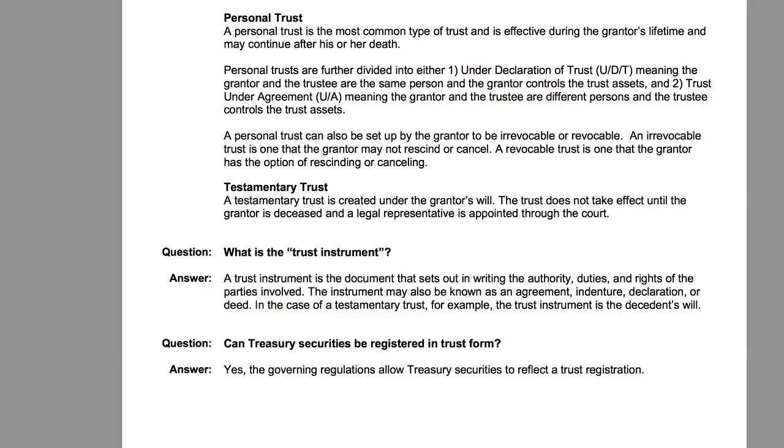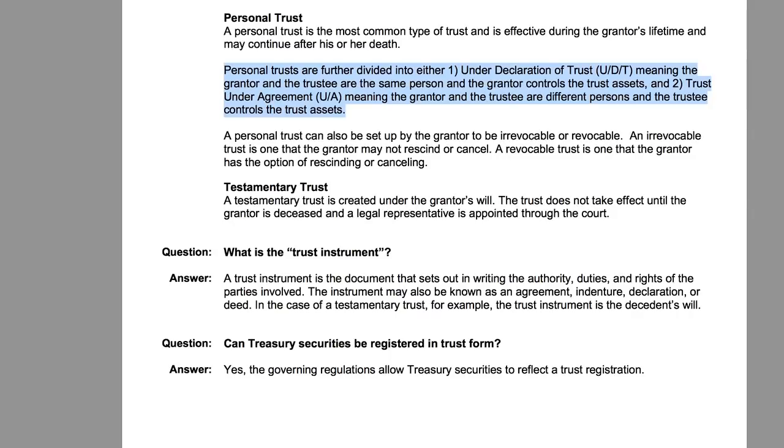Well, I'm telling you that it doesn't really matter, because title vests in the hands of the trustee. But I'm not going to answer the question. I'm just going to read this. Personal trusts are further divided into either one, under declaration of trust, meaning the grantor and the trustee are the same person, and the grantor controls the trust's assets. Without this little simple under declaration of trust, you can't even own your own assets. This is the way that the commercial structure is set up. The statutes and the codes and this whole commercial matrix, it's set up like that.